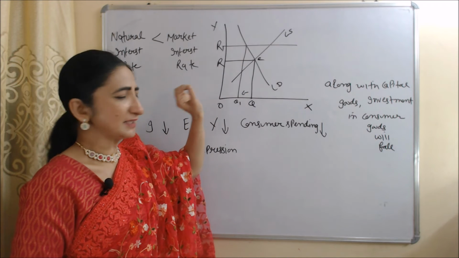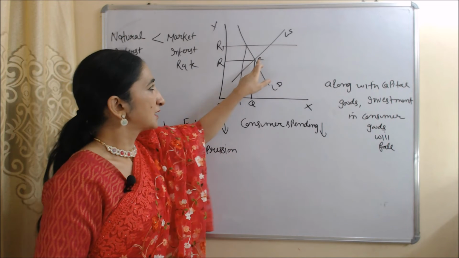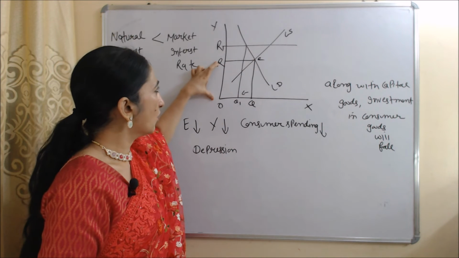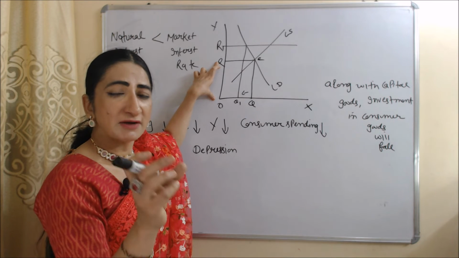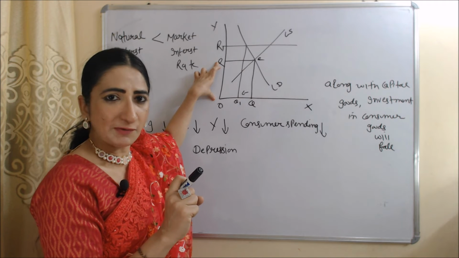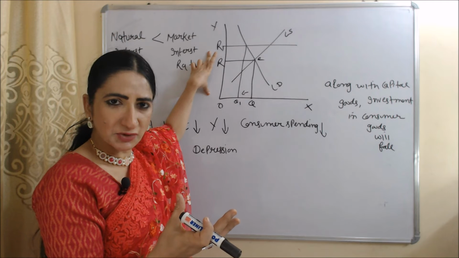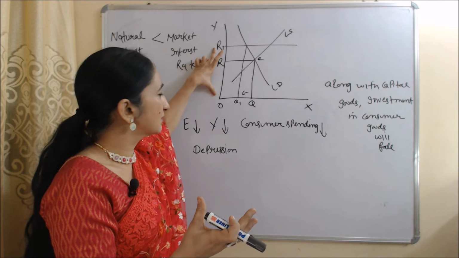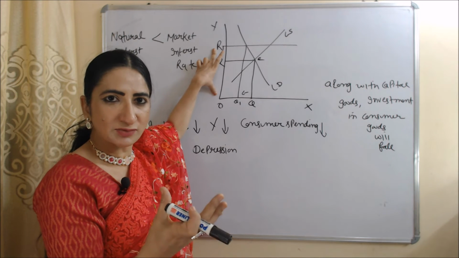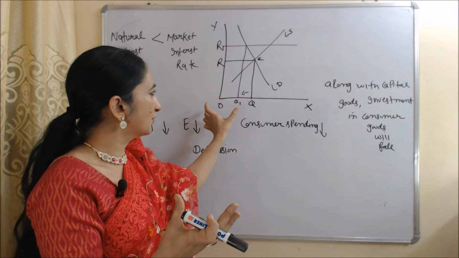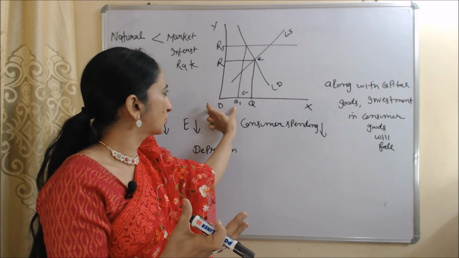In this diagram, you can see LD is the demand for loans, LS is the supply of loans, E is the equilibrium point, and OR is our natural interest rate. As we earlier discussed, the natural interest rate is established where the demand for loans is equal to the supply of loans. At this moment, the market interest rate is higher than the natural interest rate. So OR1 is our market interest rate, which is higher than the natural interest rate. When the interest rate is very high, the demand for loanable funds will reduce. You can see the demand for loans reduces from OQ to OQ1.